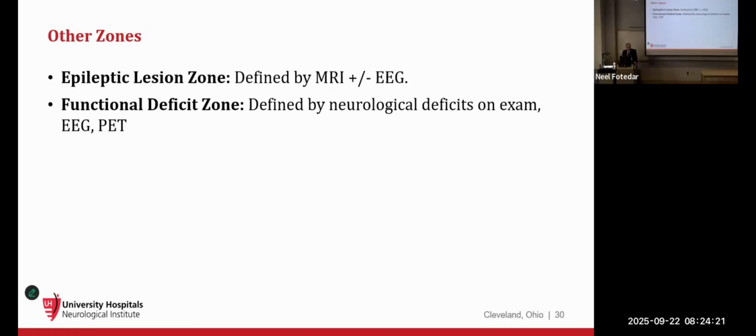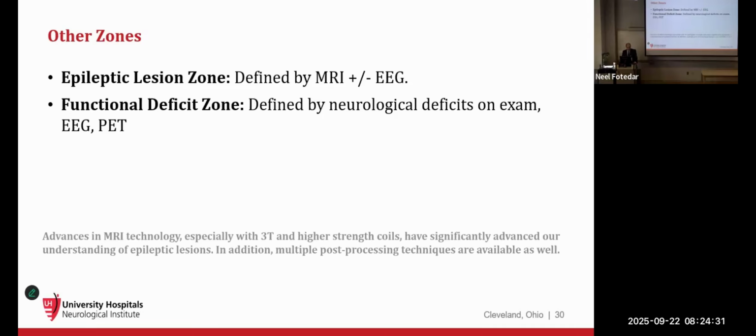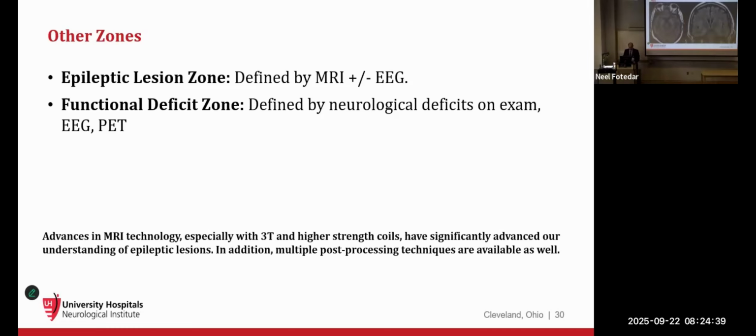Then you have the functional deficit zone, which is defined by the neurological deficits on exam that the patient may have, and on their neuropsychological evaluation. EEG and the FDG PET is usually what we use. So as you know, the advances in MRI have really helped us define several lesions that were not defined before. So it has really helped significantly.